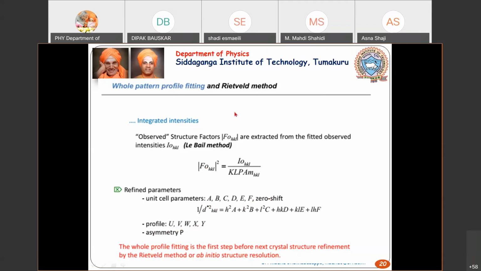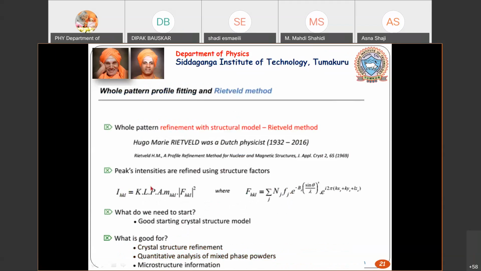So next, when you go for Rietveld fitting, you need to bring into account, or you should also take into account, the intensity of each peak.